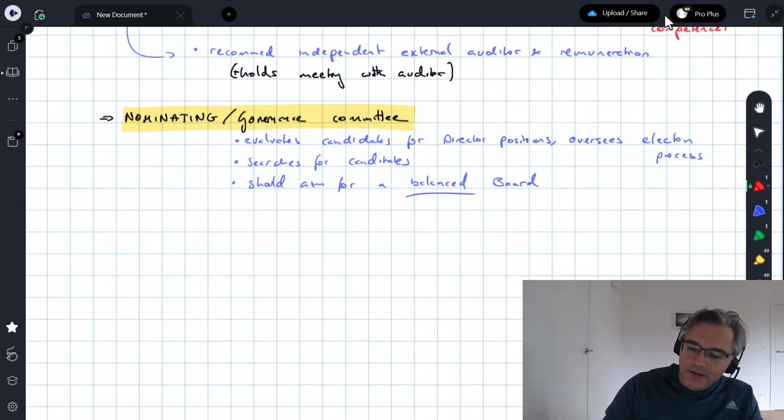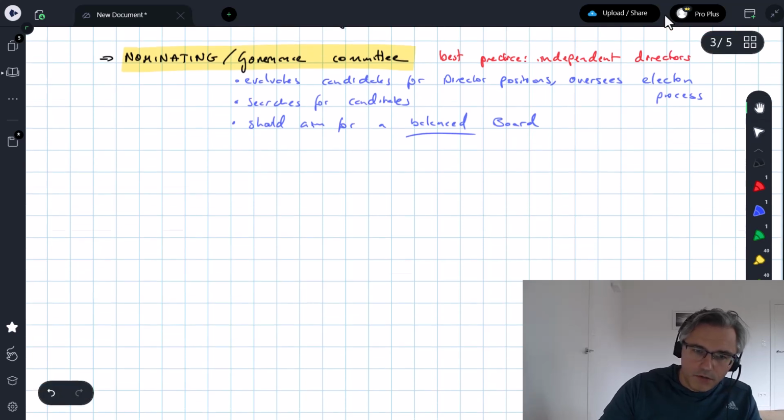So let me just state that over here, best practice would also be for the members of the nominating or governance committee to also be independent directors only.